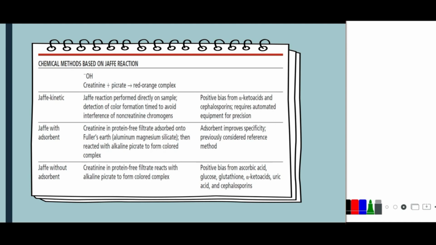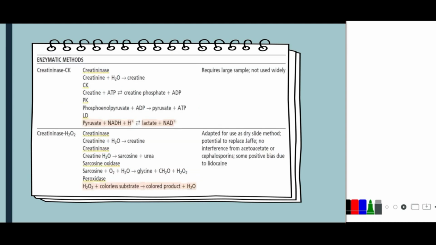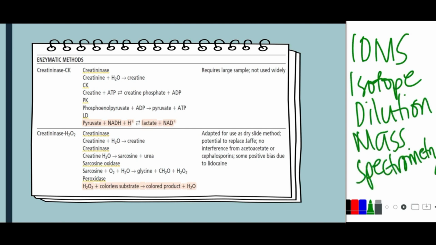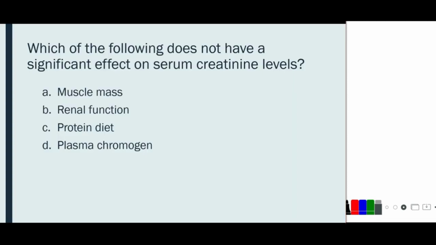So, of course, it would be an advantage, particularly when it comes to the time that is required to perform the method. And of course, we have here the indirect assays or the enzymatic methods for creatinine measurement. As for the reference method for your creatinine determination, the reference method is your IDMS, which stands for isotope dilution mass spectrometry. So let us now proceed to the next question.